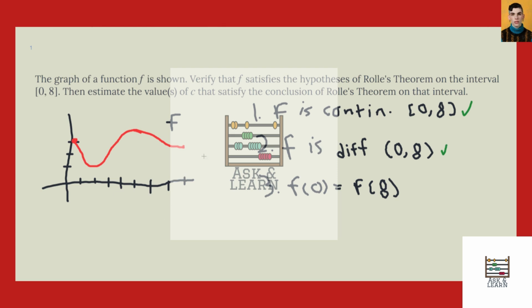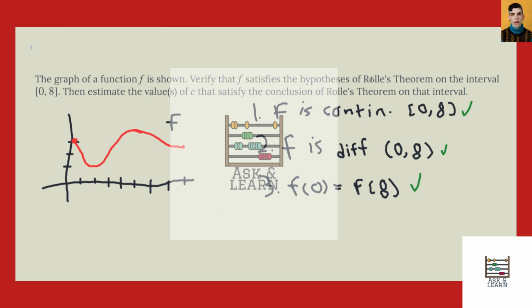And the last condition is that the endpoints of this function equal each other. So essentially here at f of 0, f is 3, and at 8, it is also 3. So we know that this is a true statement. Now, these are just the conditions to satisfy Rolle's theorem.